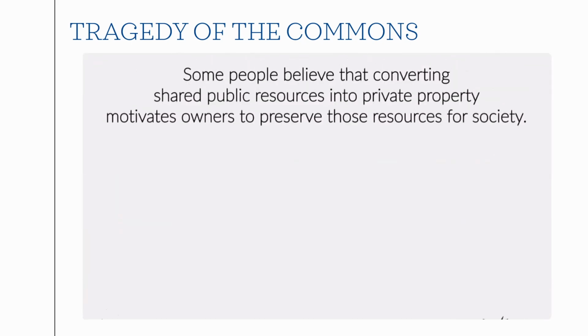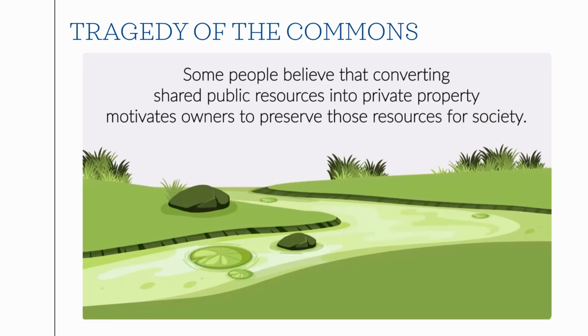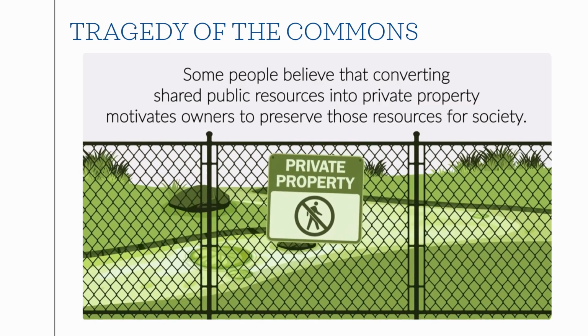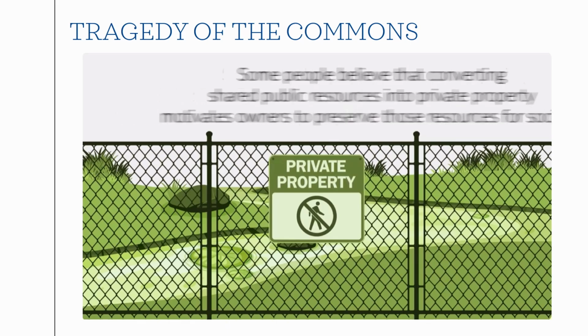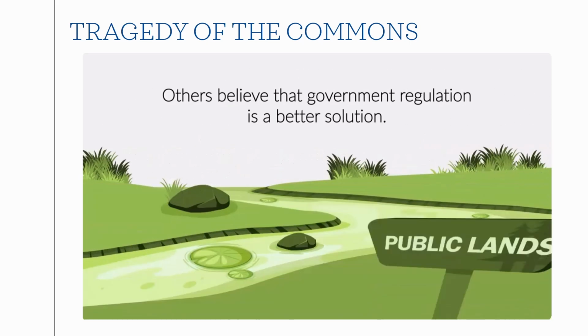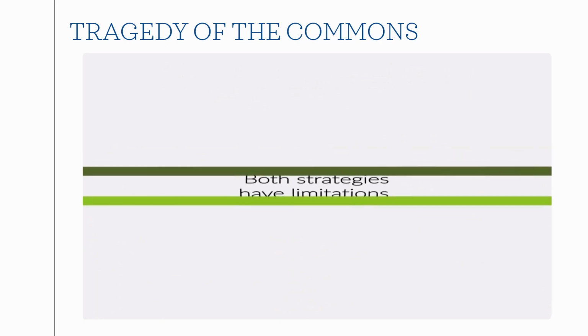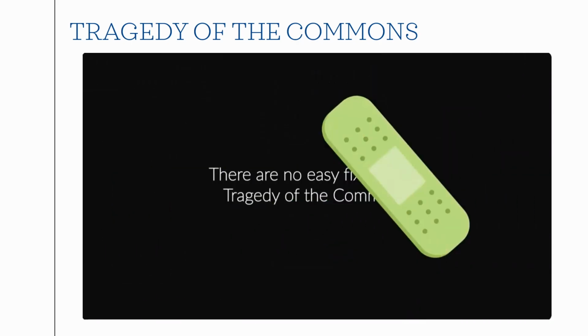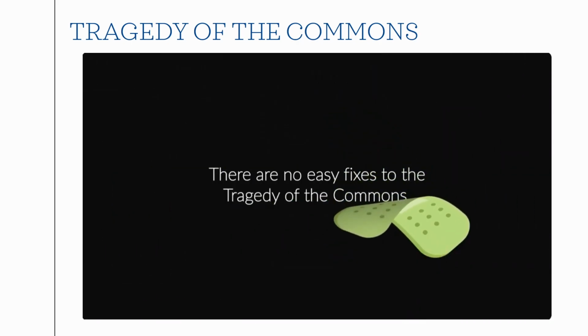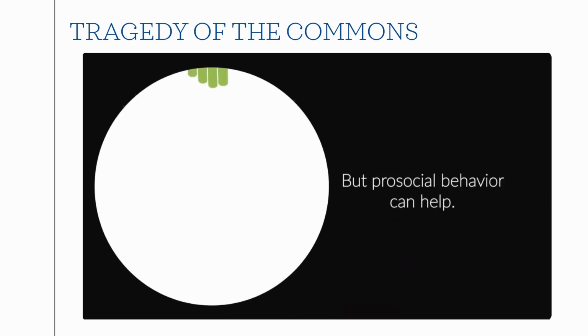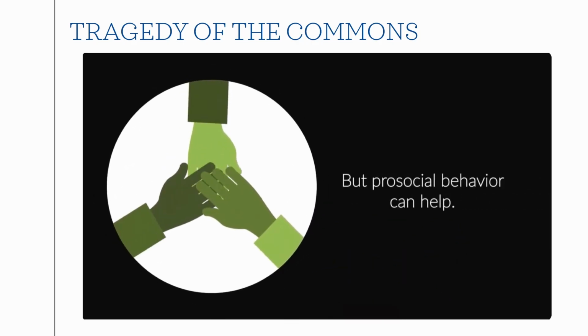Some people believe that converting shared public resources into private property motivates owners to preserve those resources for society. Others believe that government regulation is a better solution. Both strategies have limitations. There are no easy fixes to the tragedy of the commons, but pro-social behavior can help.